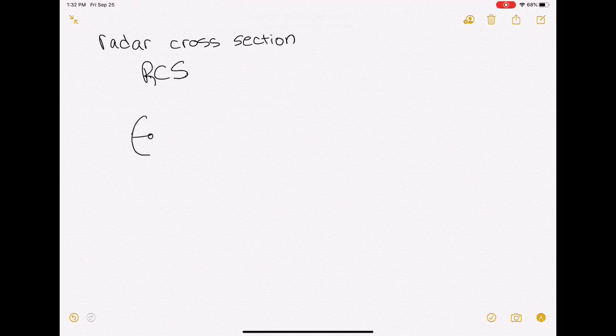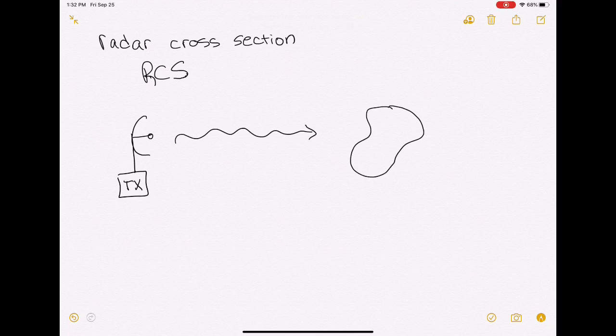Let's say we've got a radar, some kind of antenna over here. That's its transmitter. And it sends an electromagnetic wave out, which encounters a scatterer. I'll use sigma to talk about the radar cross-section, although we haven't gotten to that point yet. Now this incident wave excites currents. So that would be current density J on the target.